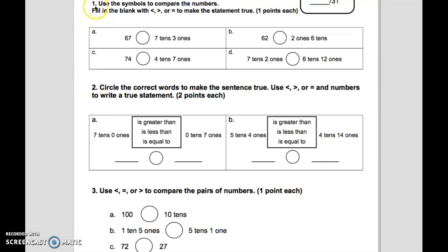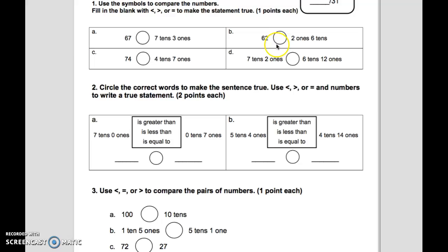Okay? So number 1. Use the symbols to compare the numbers. Fill in the blank with one of these 3 symbols to make the statement true. Remember Andy and Ellie the alligator, they want to eat the bigger number. A. 67 is what to 7 tens, 3 ones? Put your symbol in the circle using one of these 3 symbols.